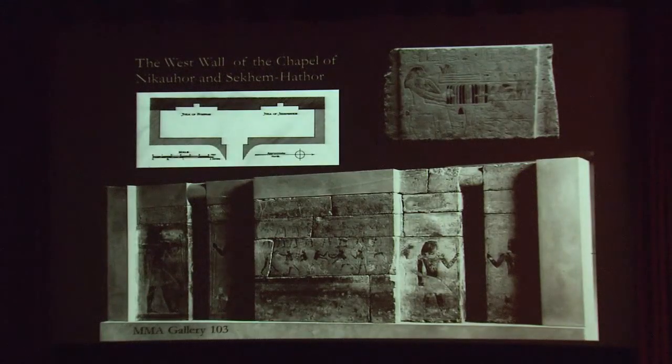The chapel had a central entrance, so it's not quite L-shaped. It had two false doors of almost equal size. Nicauhor's is to the south, and his wife Sekhem Hathor's is to the north. He is prominently displayed on both of them, but she does sit alone on her offering table scene, which is now detached, and I've made it a little bit larger out of feminist solidarity here, because otherwise she doesn't show up very much even on her own mortuary monument.